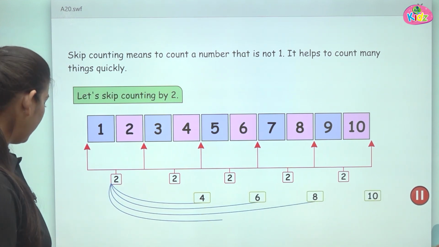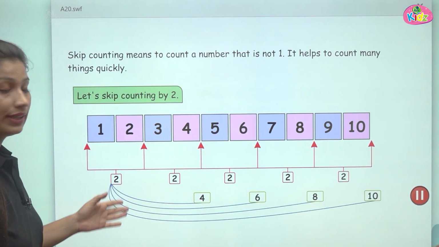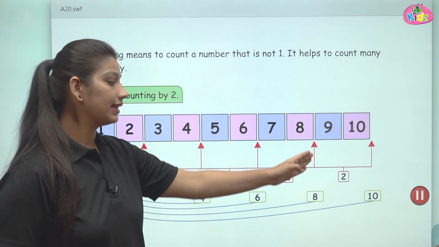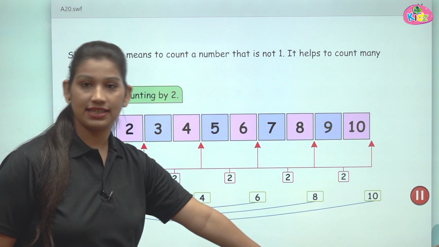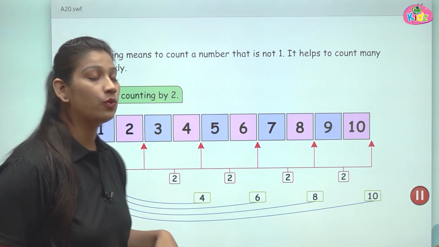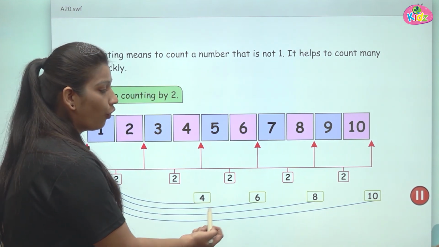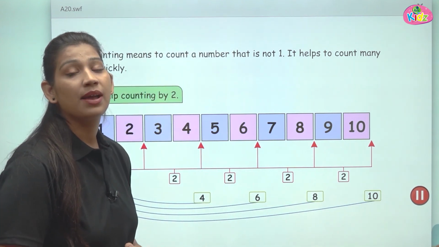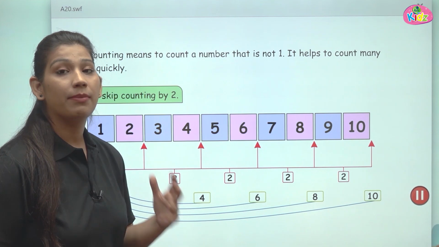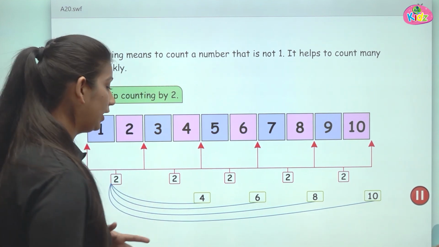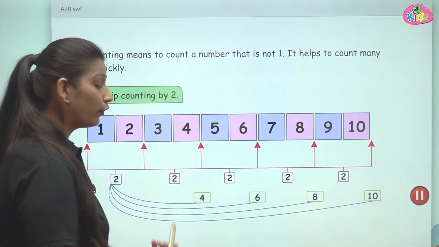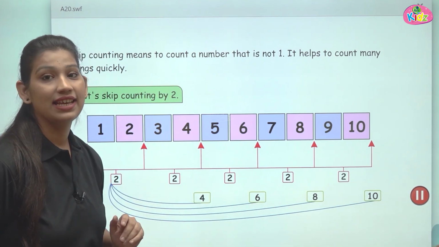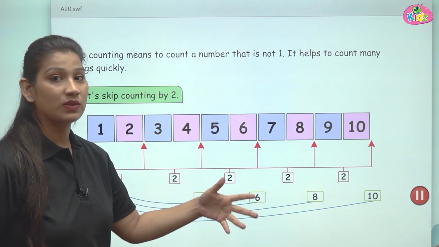The first number we get is 2. Then we get 4. Then 6. Then 8, and last 10. So skip counting by 2, we have 2, 4, 6, 8, 10. We have numbers by skipping the numbers in between and get the pattern of 2, 4, 6, 8, 10. This is called skip counting by 2.